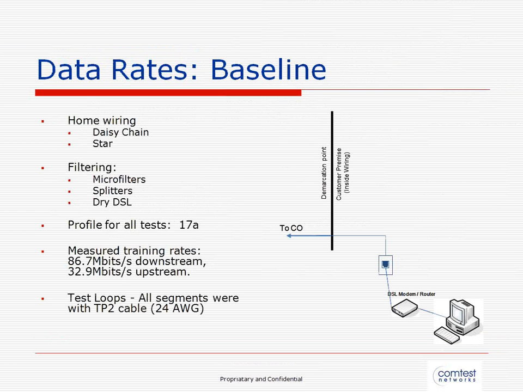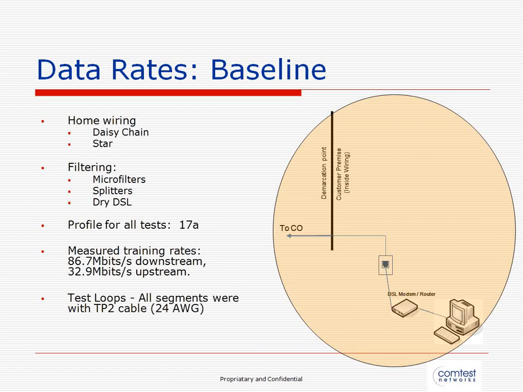Now we will start to look at measured data rates with a variety of CPE configurations. These will include both daisy chain and star wiring. In all scenarios, we will look at the case of microfilters, splitters, and dry DSL. All of the tests were performed in a 17A profile over 24-gauge wire. In order to establish a baseline to compare the test results with, the data rate measurements were first taken with a direct connection from the DSLAM to the modem without any filters present. As you can see from the diagram, the loop length from the DSLAM to the demarcation point is 2,000 feet. A 3-foot Cat5 cable was then connected to the DSL modem.